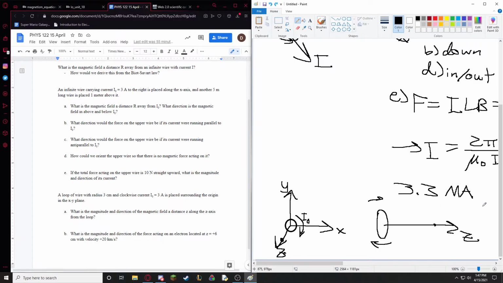Yeah. So we curl our fingers in the direction of the current, and we find the magnetic field inside our loop, within the radius of our loop, is going to be going this direction to the left through the loop. And so, does anyone know how we would actually go ahead and find the magnitude of this magnetic field?